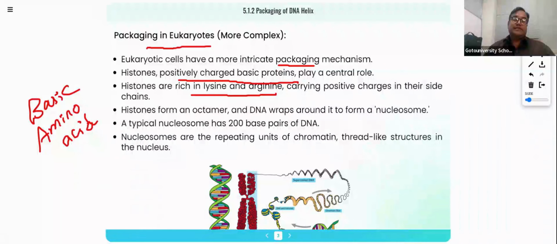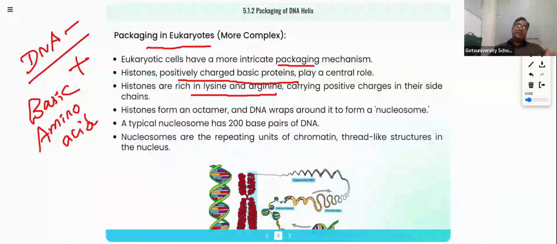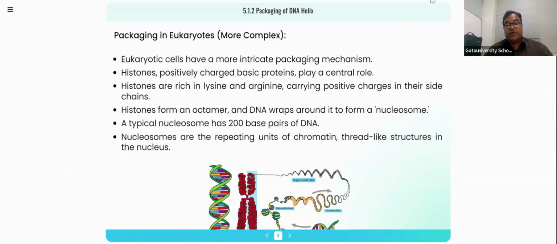So the basic amino acids lysine and arginine, which are positive, hold the negatively charged DNA onto the histone structure, which makes the nucleosome structure. Again I'm repeating, negative DNA and positive basic amino acids like lysine and arginine make the DNA get wrapped over each other. As a result, you get an important structure called the nucleosome, which is very, very important in the case of eukaryotes.